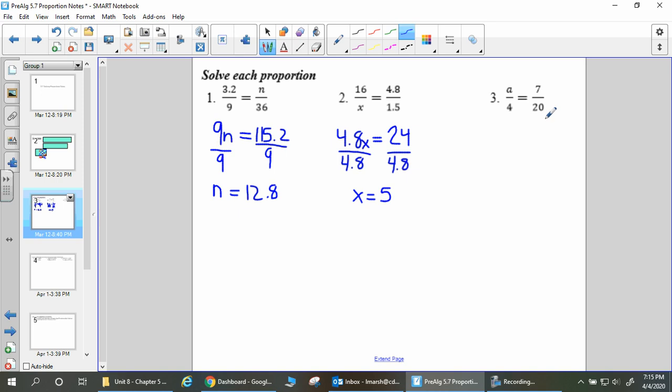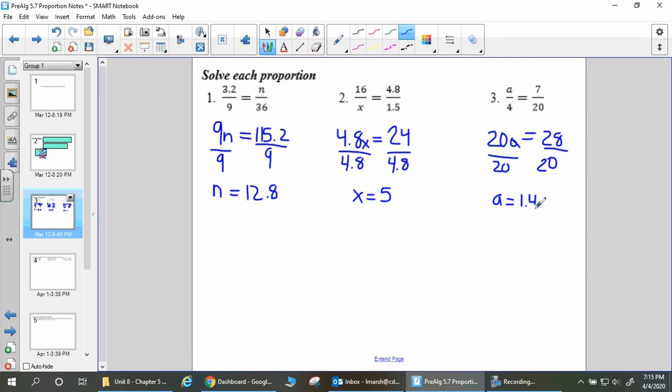Again, I'm going to do the letter first. So in this case, 20 times A, so 20A equals, and the other way is 4 times 7, so that's 28. I'm going to divide by 20. And A, in this case, is going to equal 1.4.